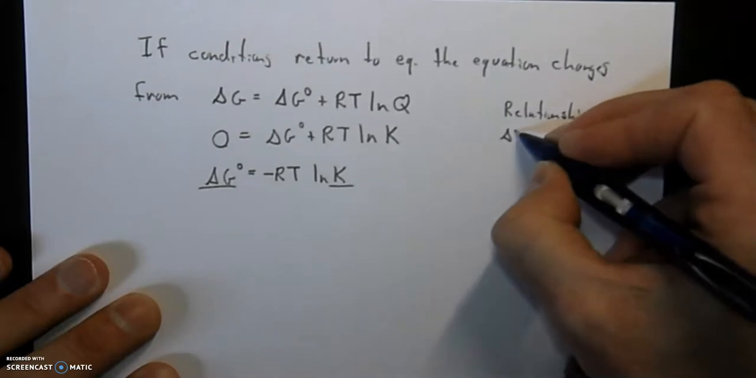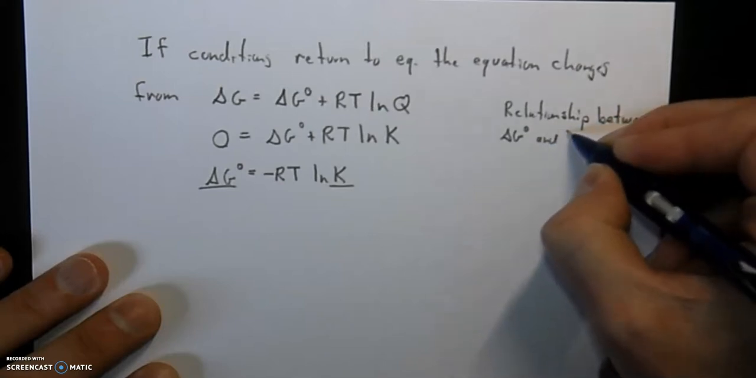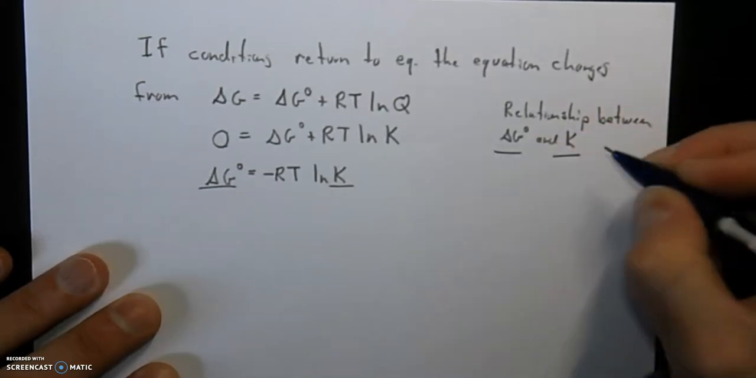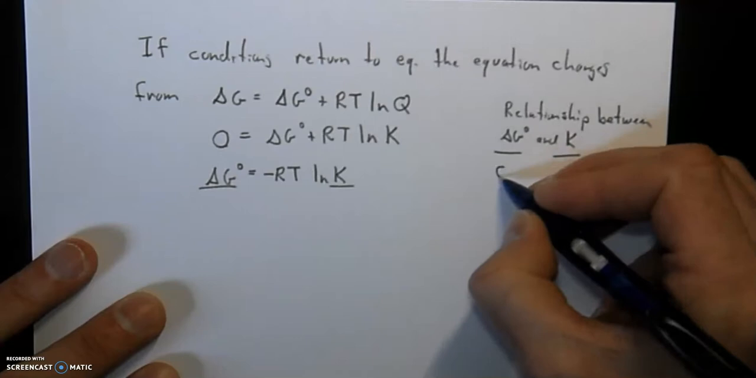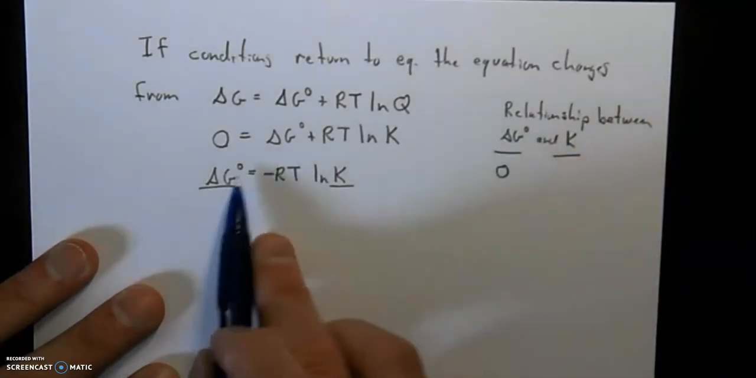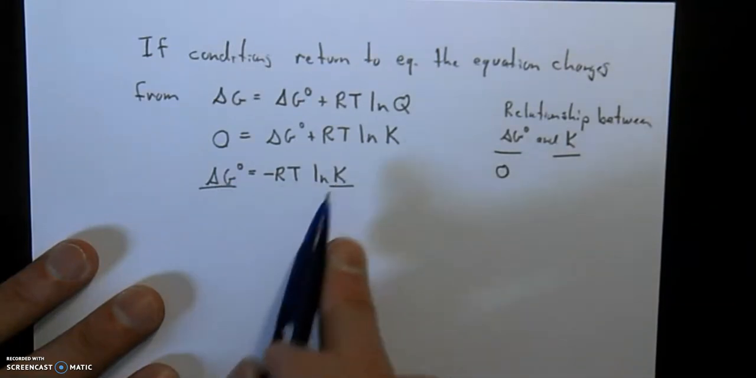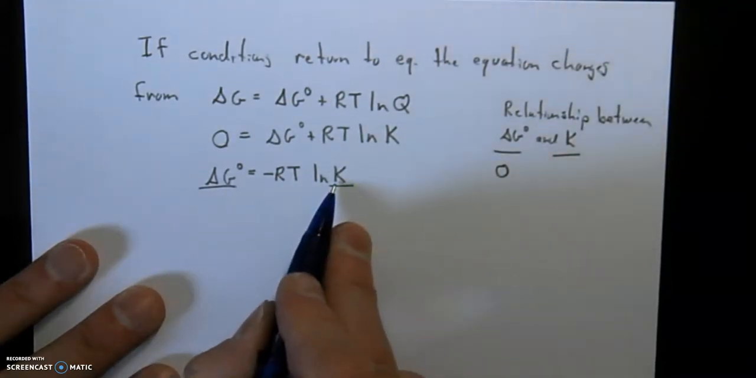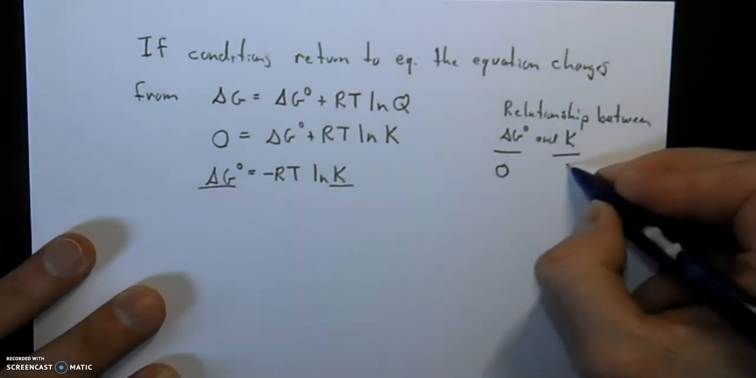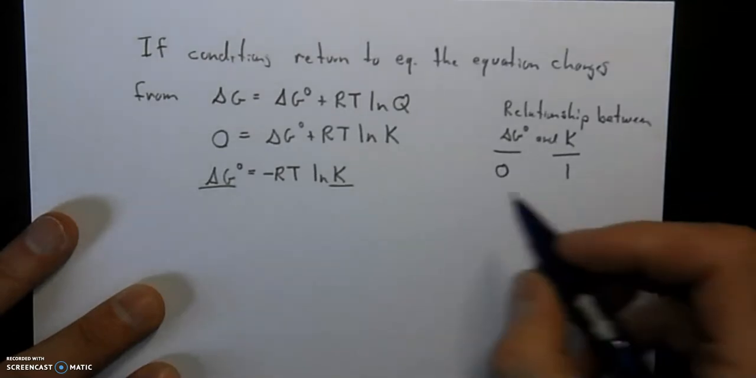Again, the relationship between delta G at standard conditions and K. If, for example, delta G happened to be 0, and we go through the math, what would K have to be to make delta G 0? Well, the products over reactants would have to equal 1. Now, the likelihood of that happening is almost 0, but that's mathematically how they relate. That one's just a base, and everything else will make sense.